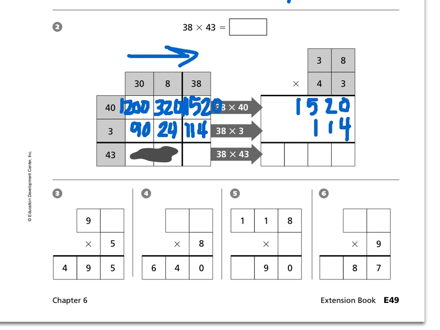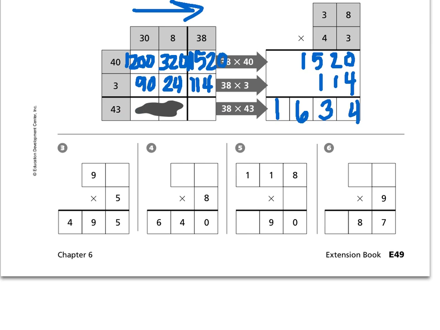Then I can go ahead and add that up. 0 plus 4 is 4, 2 plus 1 is 3, 5 plus 1 is 6, 1 plus nothing is 1. Your final answer is 1,634. Now we're going to work backwards to see if we can't figure out what the missing number is.